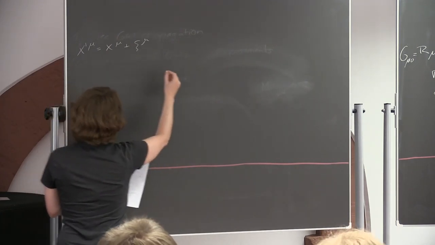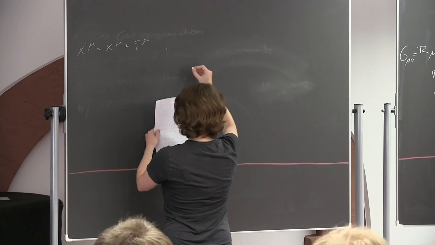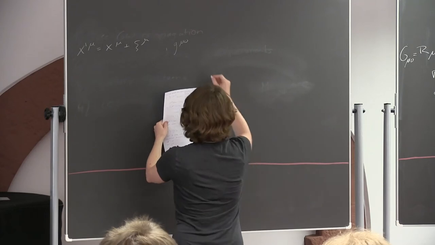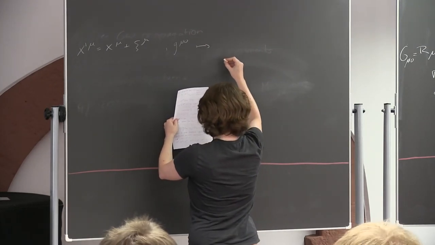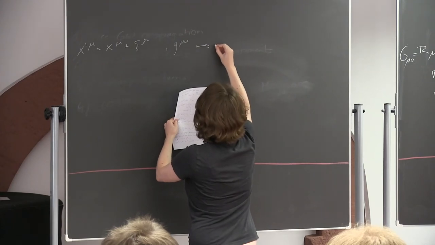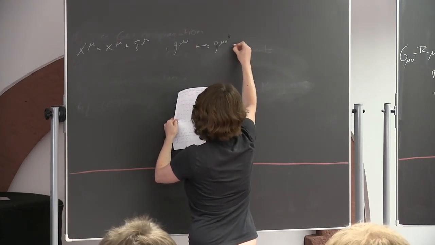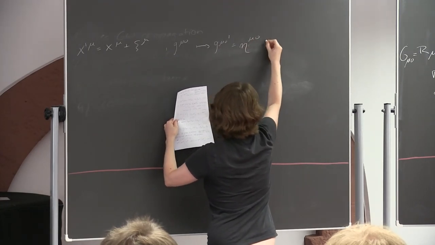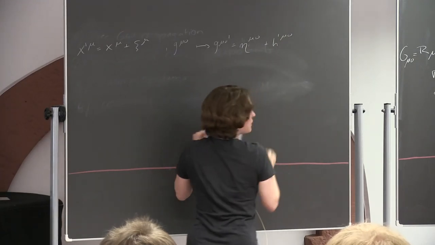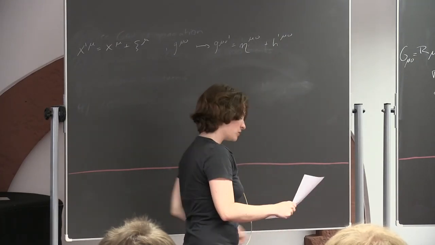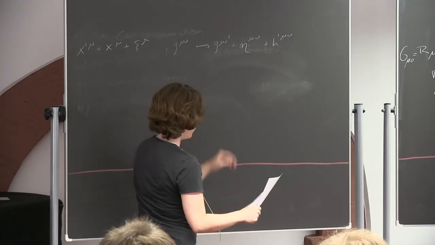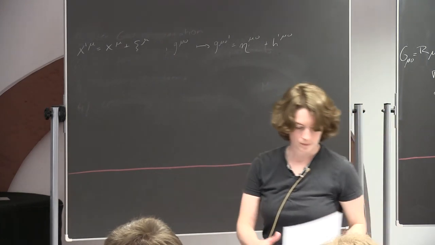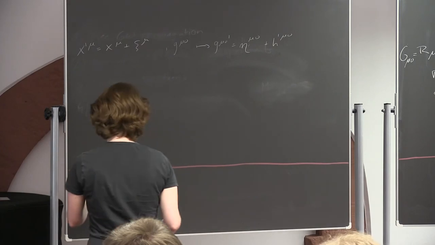So, in other words, under this coordinate transformation, g mu nu will go over into some g mu nu prime, which we can then again expand as eta mu nu plus h prime mu nu. Okay, but the question is, what is h prime mu nu? So we need to understand how these objects transform. Okay, but that's a simple exercise.